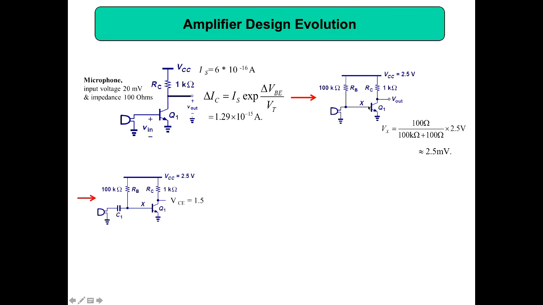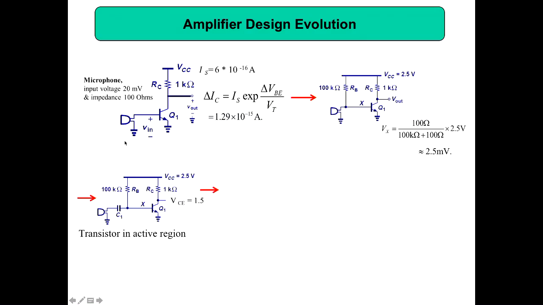Then we came up with the idea that we will connect a capacitor. When you connect a capacitor, that will block the DC voltage here. This problem will not happen, and your signal will pass through the capacitor. Then what we did is put the transistor in the active region.